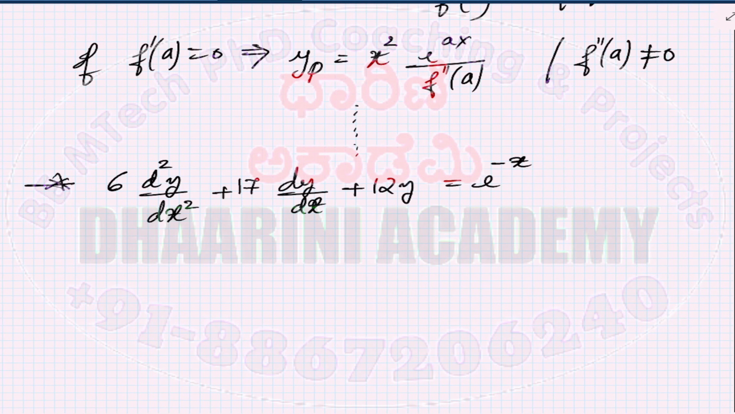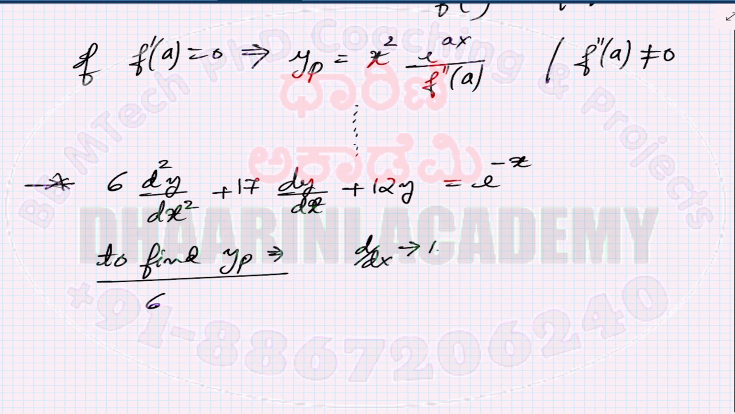My approach is first to find yp. What do you do to find yp? Equate the RHS to 0. Recall the previous classes: I have to make the RHS equal to 0 and then solve. So I have to replace every d by dx with capital D. Let's skip one step. Directly I'll write, to find yp, d by dx as D, the operator.